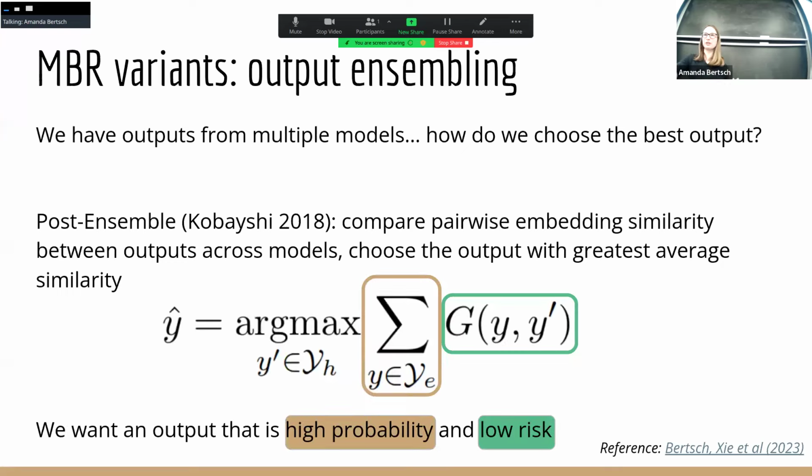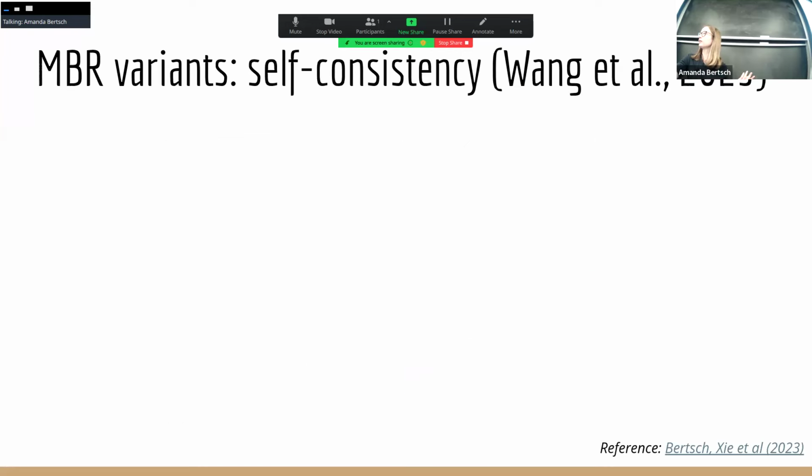Of course, now that we've just been talking about MBR, you can probably see that this is the same general formulation, just rather than summing over a set of outputs from a single model, now you're looking at outputs over a whole set of models. So some types of ensembling fall into this category of minimum Bayes risk methods. Another thing in this category is a recent decoding method called self-consistency.